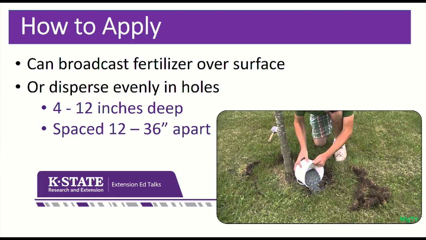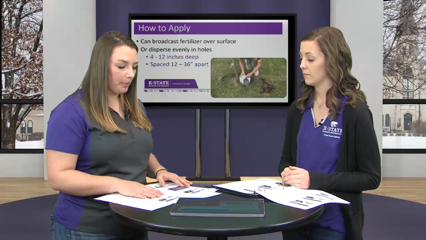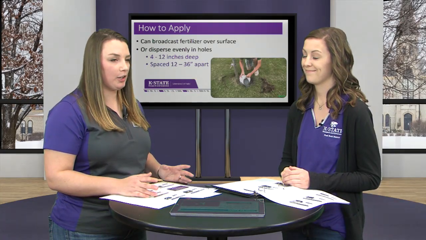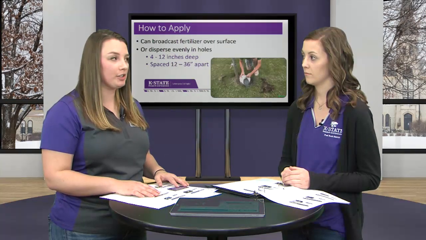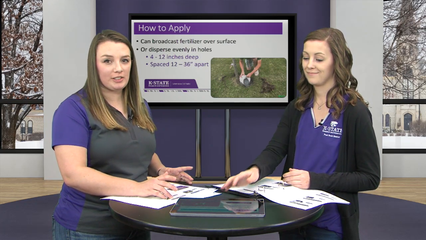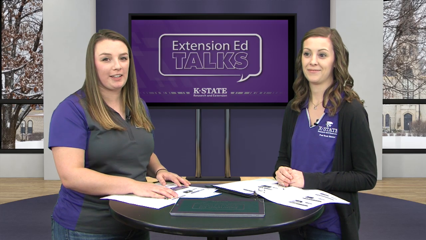There are also pellets that disperse the fertilizer over longer periods of time that you can implement by drilling holes around your tree and then equally dispersing that fertilizer into the holes. The holes should be about 4 to 12 inches deep, depending on the size of tree that you're dealing with, and spaced 12 to 36 inches apart. And then there's also some kind of stakes that have fertilizer in them that you could also use, but really just check the instructions on the back of your fertilizer bag and follow those correctly. We'll be back in just a little bit to finish up our segment on caring for Kansas trees.